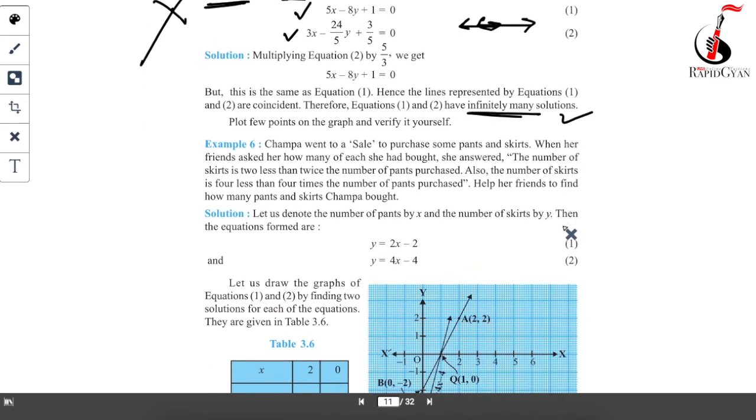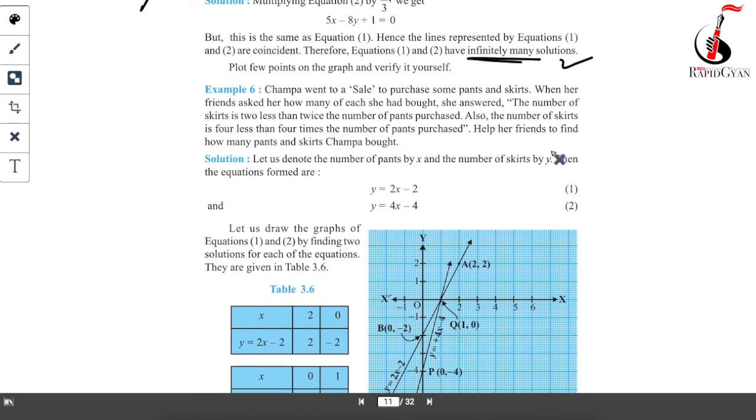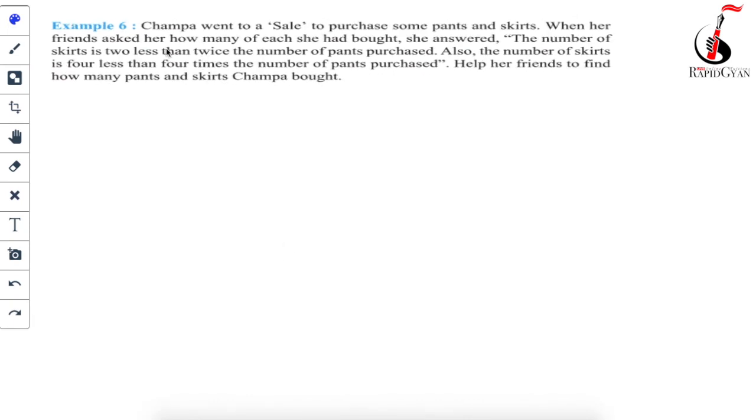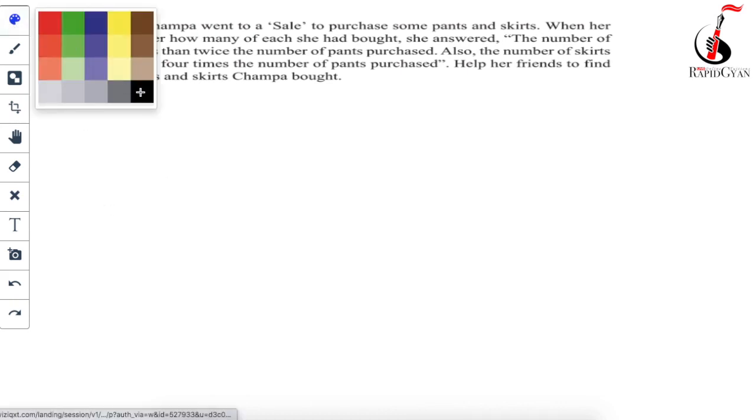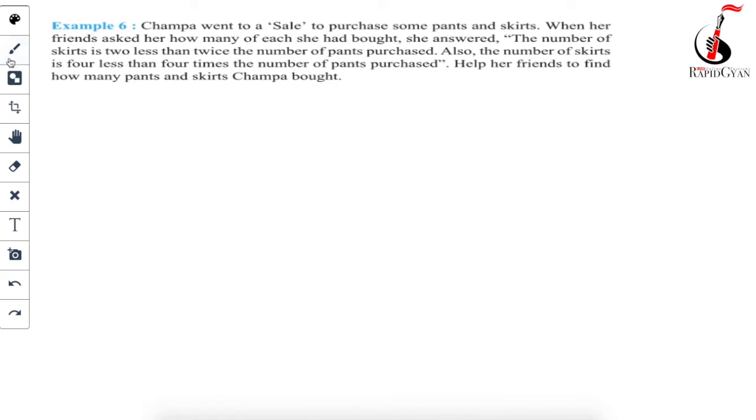Hope it's clear, guys. Okay, now coming to example 6, I have already written it over here, so let's go and solve it. Example 6 says: Champa went to a sale to purchase some pants and skirts. When her friend asked how many of each she had bought, she answered that the number of skirts is 2 less than twice the number of pants purchased, and also the number of skirts is 4 less than 4 times the number of pants purchased. Means, guys, we are solving a pair of linear equations in two variables. We will have to find two equations from this statement, and both the equations should be of two variables.